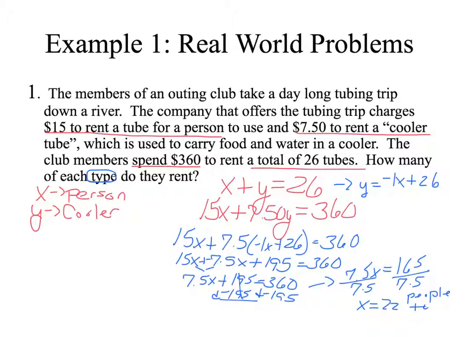It's very hard to write in this thing. People tubes. So now that I know that X is 22 people tubes, I should be able to figure out Y relatively easily. 22 goes into my top problem, so 22 plus Y equals 26. Subtract 22 from each side, and I get Y equaling 4 cooler tubes.